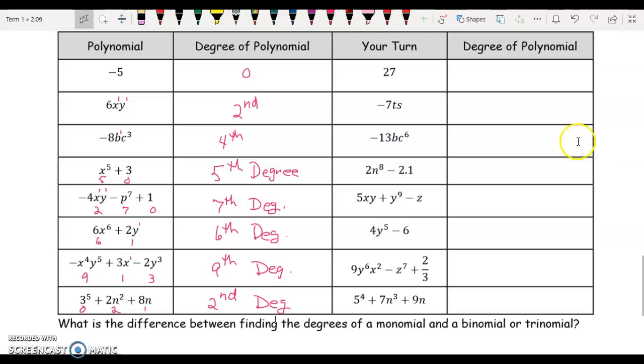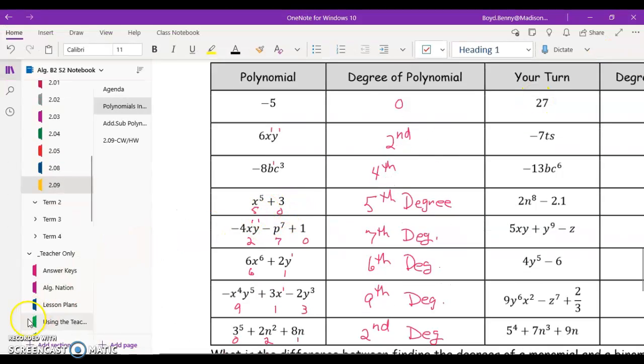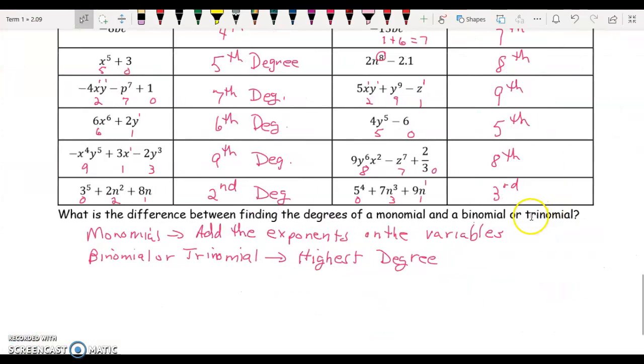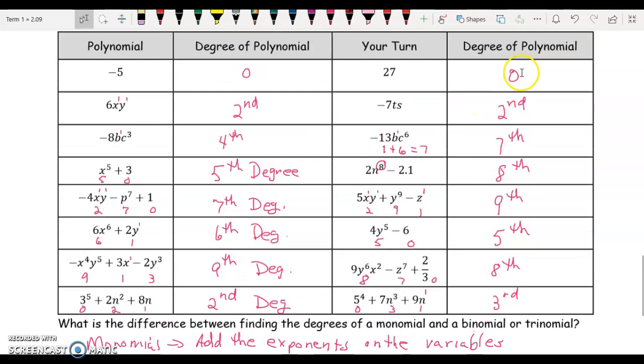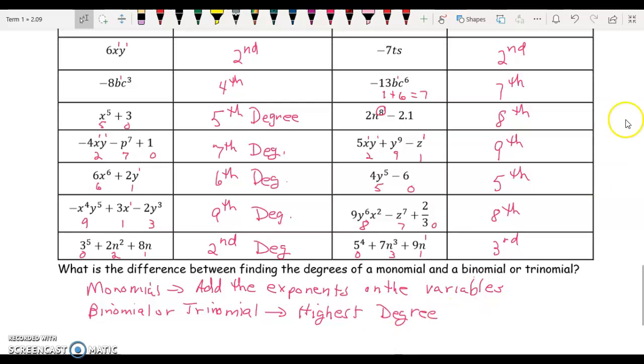Okay? So I would like for you guys to pause the video and try your hand at the ones on the right-hand side, and then unpause it and check. All right, guys, so we're wrapping up this video here. Go ahead and pause the video real quick, check your answers, and see how you did.